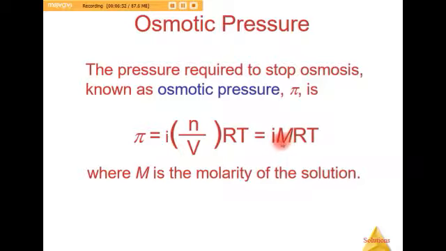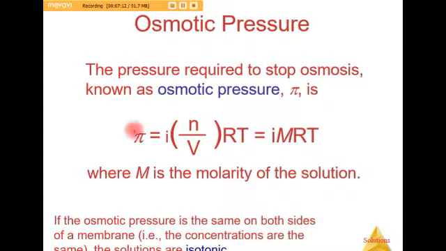On the right, instead of n over v, which is basically molarity, so it is molarity, we can represent that with capital M. R is the ideal gas constant, and T is the absolute temperature, so in Kelvin. i has no units.